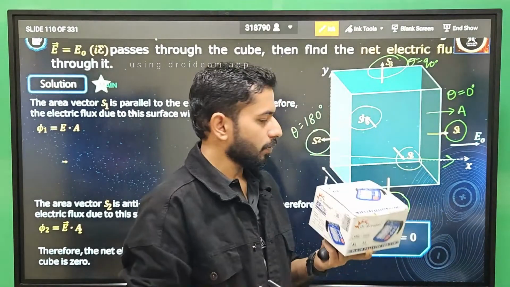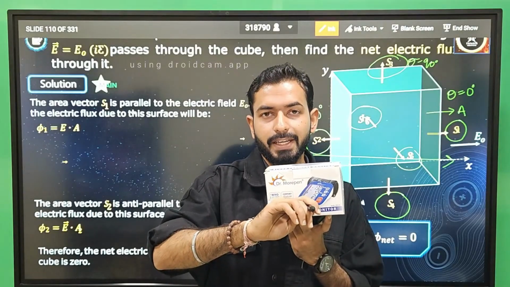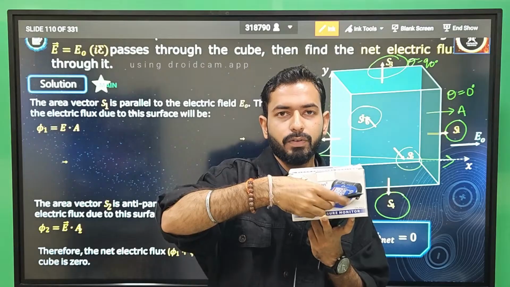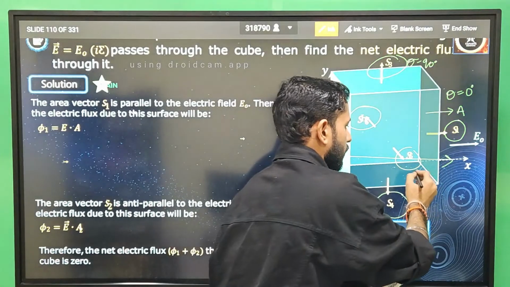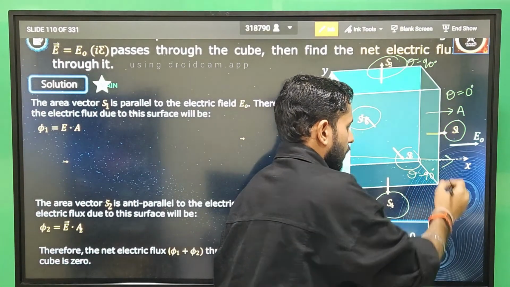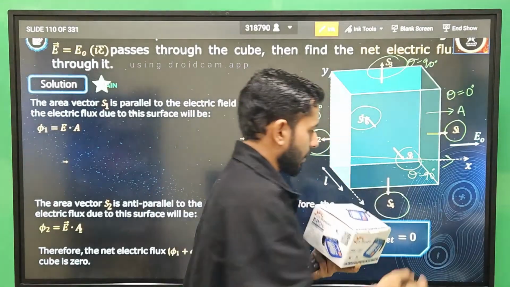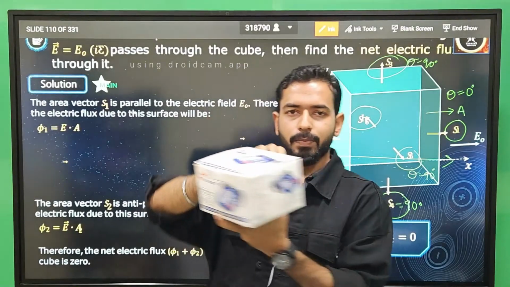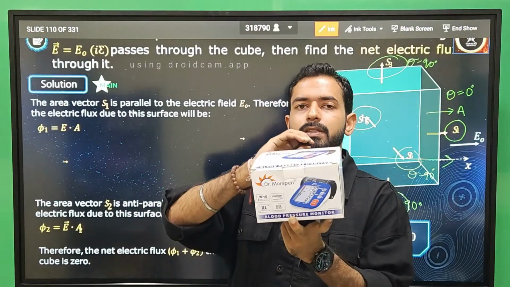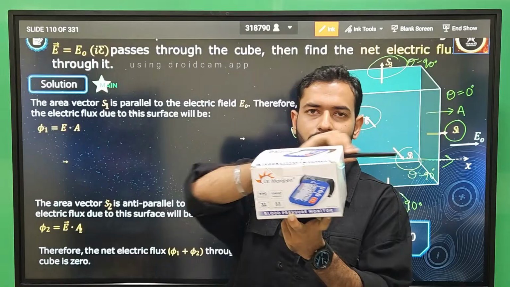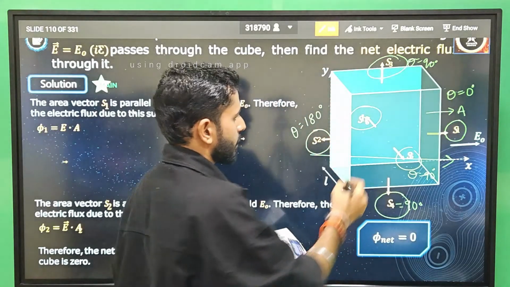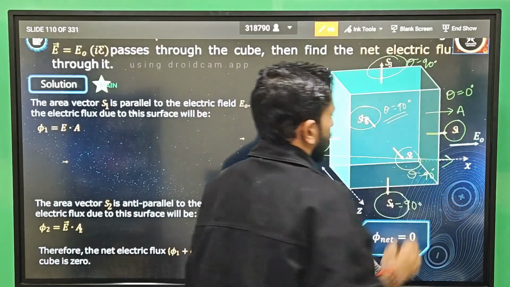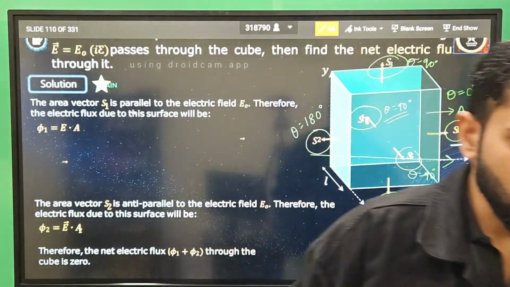Correct? Now come to S5. S5 means the area vector that is coming towards you. This is the area vector and this is the electric field. What is the angle between them again? Again it is 90. On the downward side, again can you say it will be 90 degree. And on the inside, the area vector that is coming towards me, this is the area vector and this is the direction for the electric field. What is the angle between them? For S6 also, theta is equal to 90 degree. Correct?